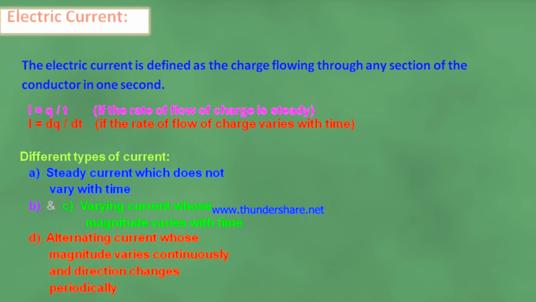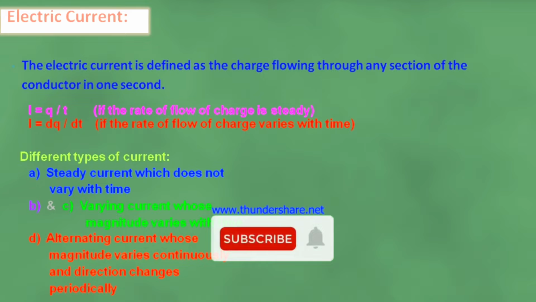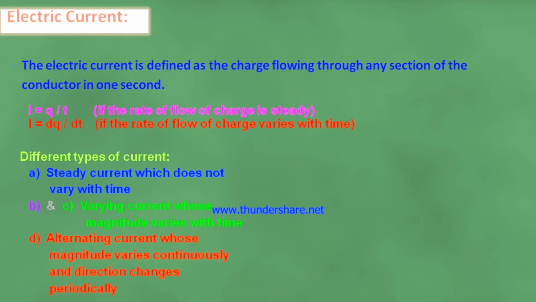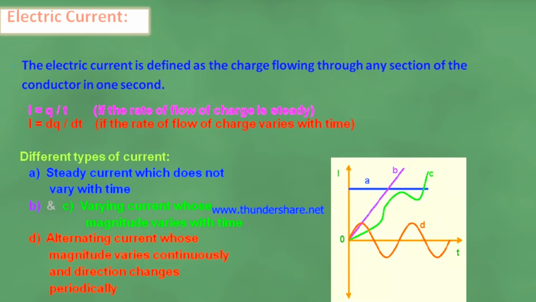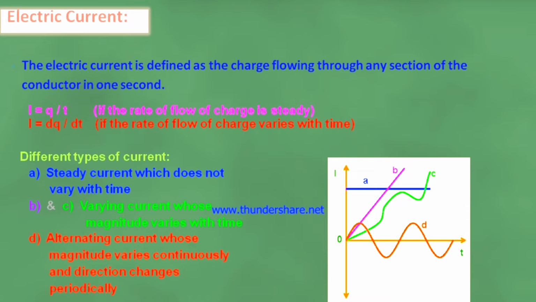current. Now we can see the different types of current. First, A, steady current which does not vary with time. B and C, current whose magnitude varies with time. D, alternating current whose magnitude varies continuously and direction changes periodically. We can see in the graph A is steady current, B and C are varying current, and D is the alternating current.